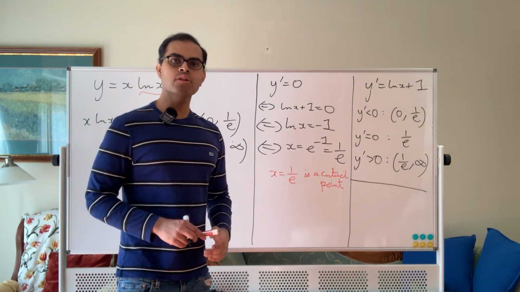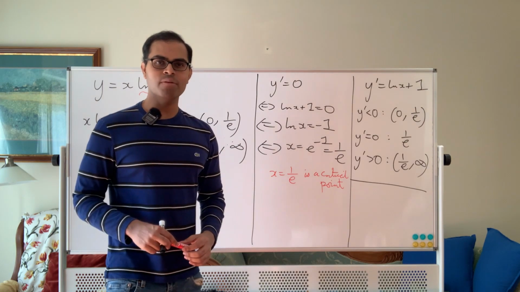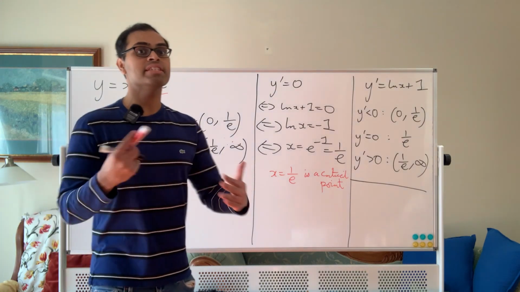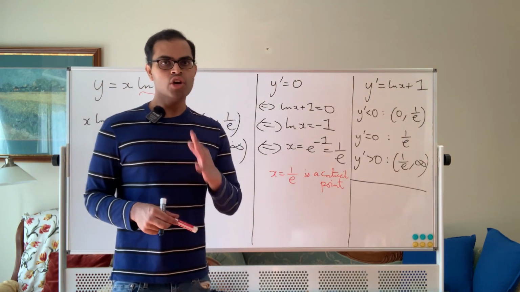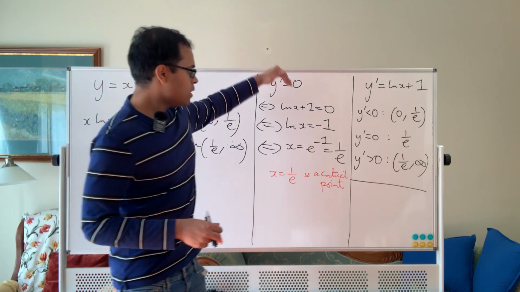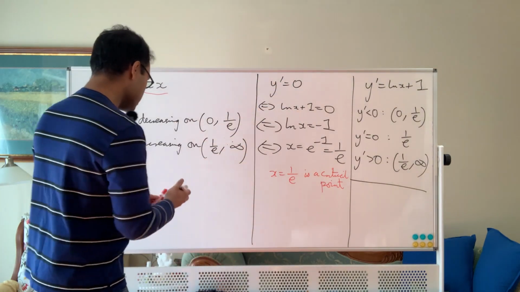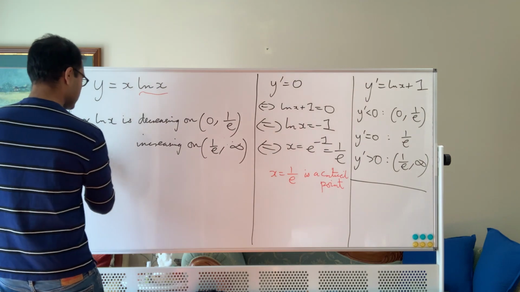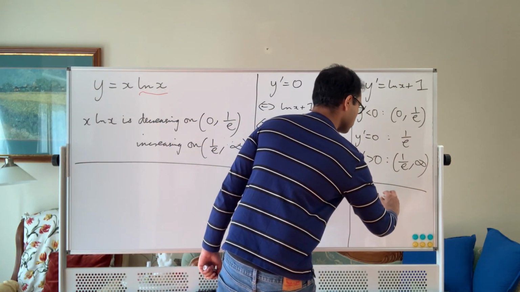So is 1 over e a local max or a local min? Pause the video and think about it, and think about even using the second derivative test as an extra bonus to understand this. So it is going to be a local min, because it's decreasing and then increasing, right? So the graph is going to go down and then up. We can even see that here. So 1 over e is going to be a local min.